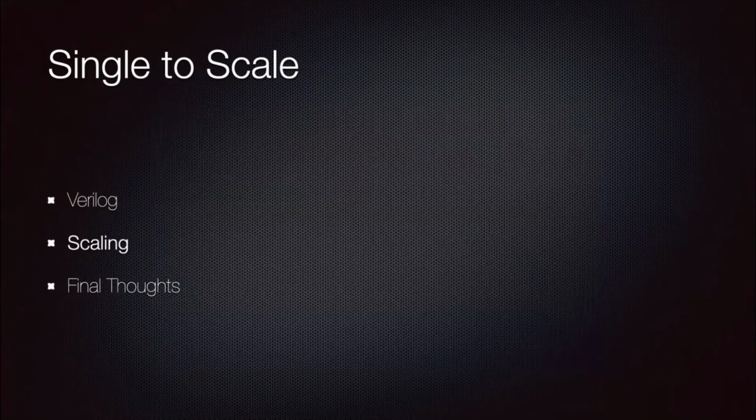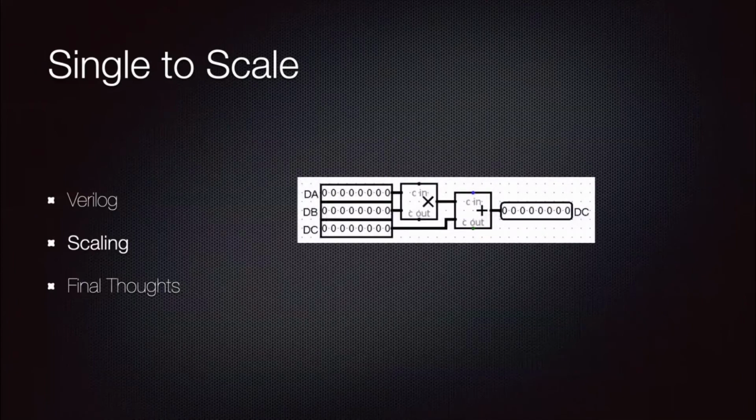Now let's scale things up. But what does that mean? In terms of the GPU, that means more cores. In our case, we have our Go operator. Does that mean all we need to do is duplicate this circuit and we're done?